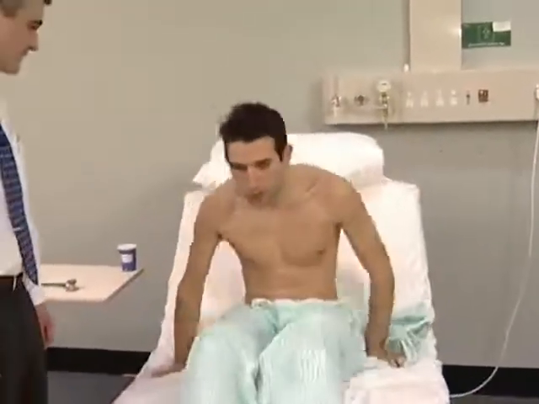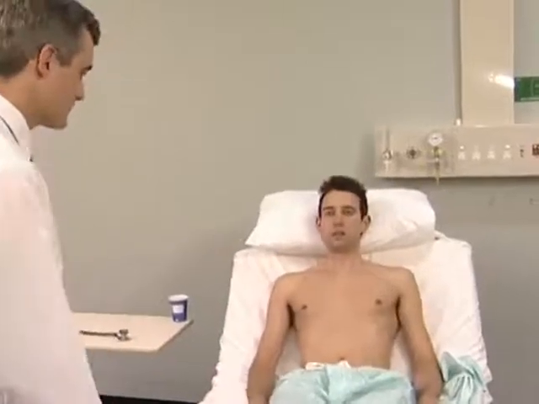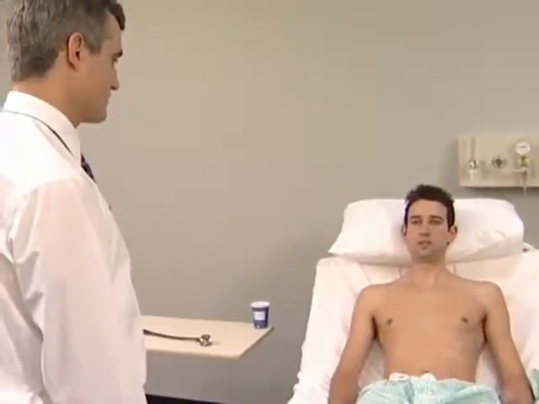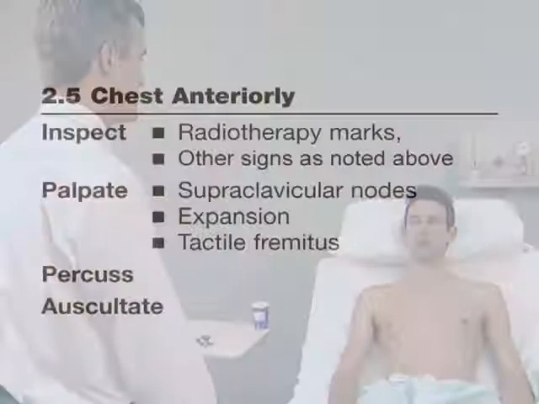The examiner moves around to the front of the chest and stands back to make a general inspection for scars and for the small tattoos used as markers for radiotherapy fields. The skin may appear erythematous if the area has received a course of radiotherapy. The supraclavicular nodes are examined here, and this has not been done from behind.